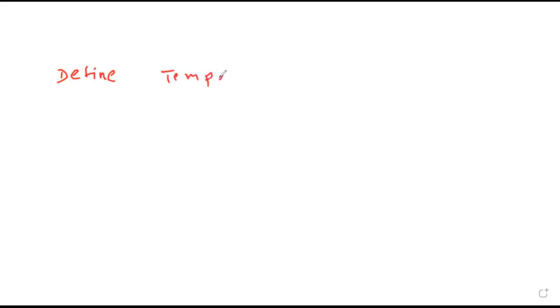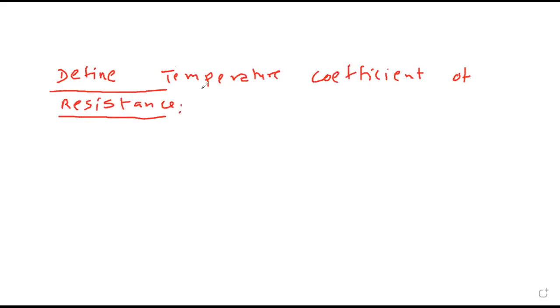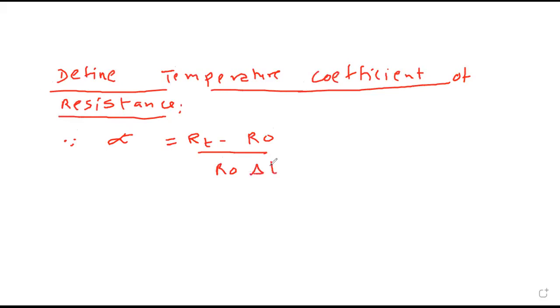Define temperature coefficient of resistance. Since alpha we got as (R_T minus R_0) upon R_0 delta T, which we can also write as 1 upon R_0 times the change in resistance with respect to temperature.